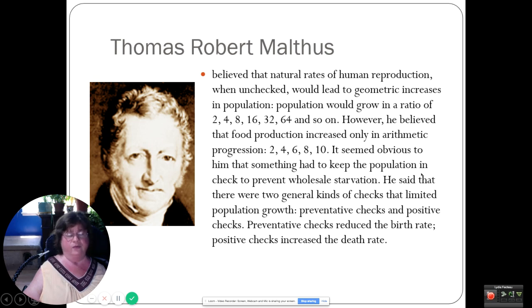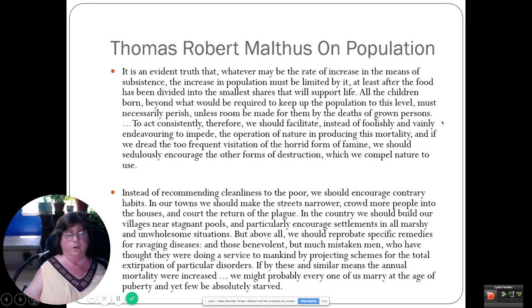We may run out of room. You see that already in Japan and India and China. But there may be other solutions.